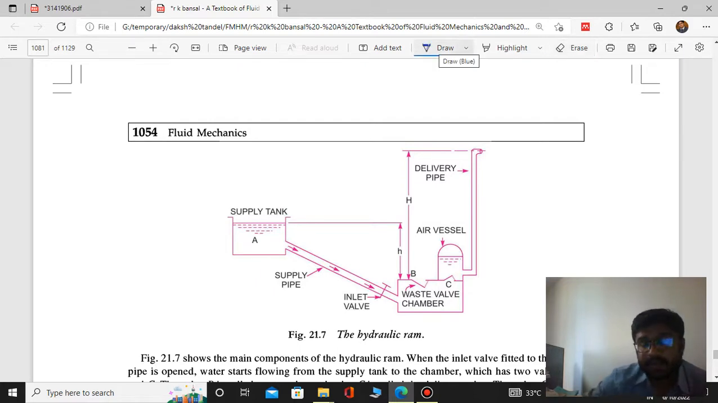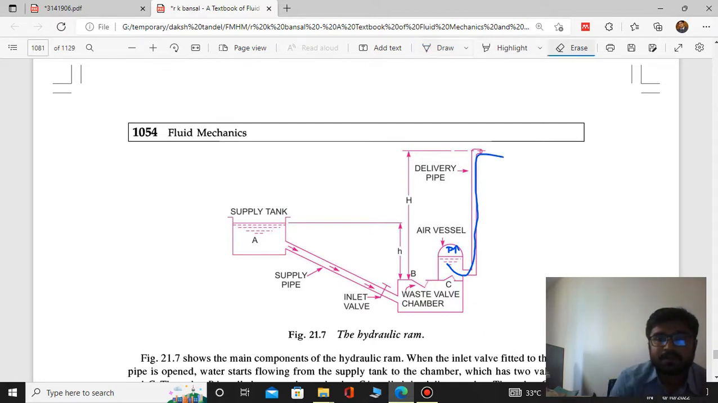and high pressure water gets transferred from the chamber to the air vessel. Clear? So the upper side of the air gets compressed, so here pressure increases, and then after that valve C gets closed, and then this pressurized air will help to move this water from the air vessel to the delivery tank. So I hope you have understood this hydraulic ram.